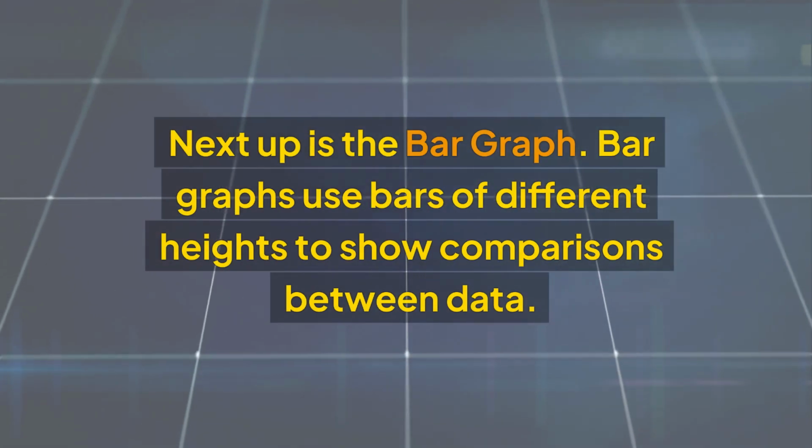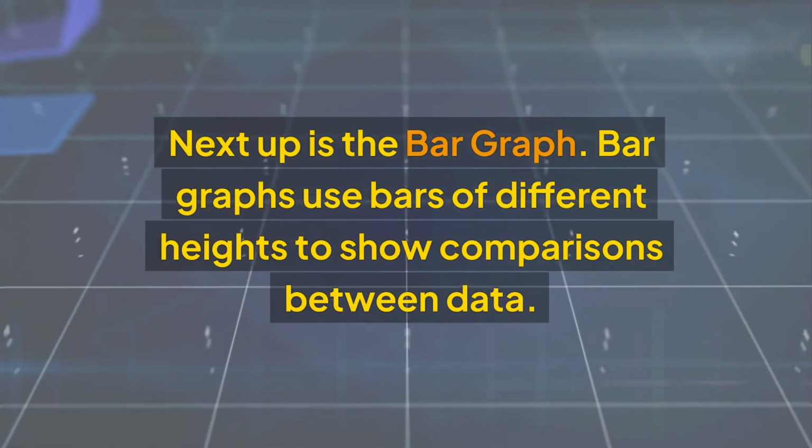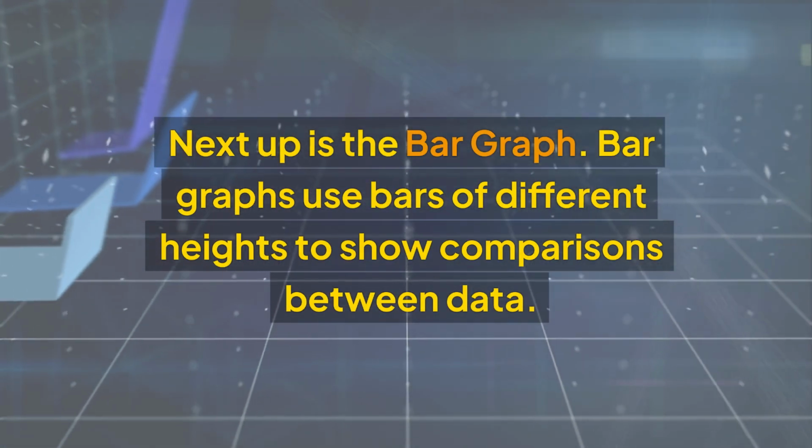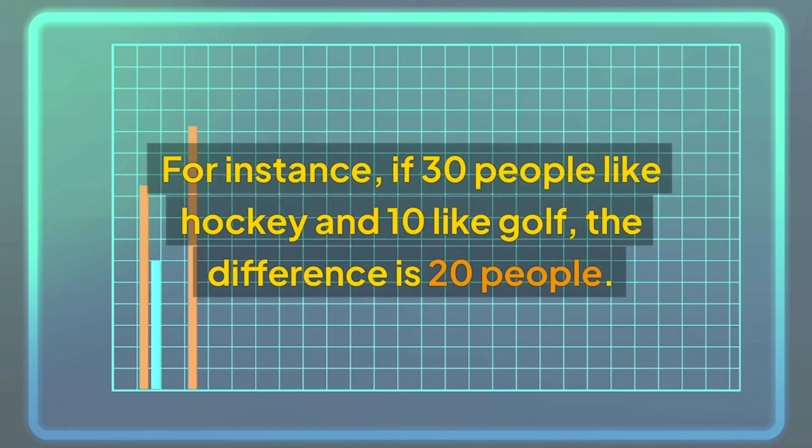Next up is the bar graph. Bar graphs use bars of different heights to show comparisons between data. For instance, if 30 people like hockey and 10 like golf, the difference is 20 people.